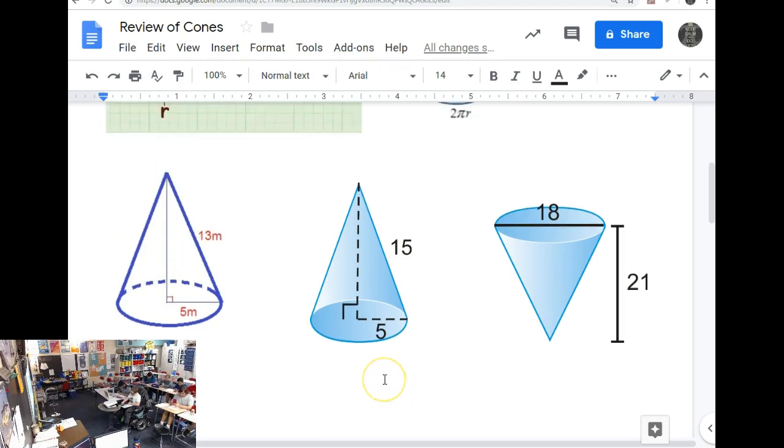What do you get for the slant height of the third one? I got 27. I feel like that is incorrect. I got 22.8 too. Wait, yeah, that's what I have. 18 squared was 21 squared. No, wrong. 18.